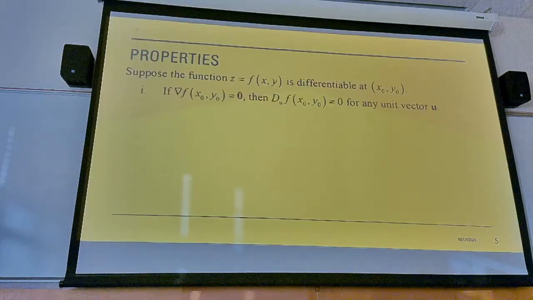Properties of the gradient. If the gradient of a function at a point is the zero vector, then the directional derivative of f at that point is 0 in every direction. So if you have zero gradient, then you have zero rate of change in every single direction.